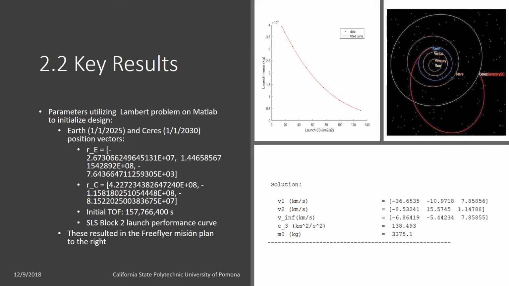Key results were used to initialize our design and provide a path on how to tackle this project. Using the position vectors demonstrated here on the slide, together with the time of flight and the SLS Block 2 curve, which is shown here on this slide to the left of the FreeFlyer trajectory, we came up with the C3 value and initial mass statement, which we then took and input in FreeFlyer, resulting in the trajectory shown here. With a large C3 value, we knew that would be the first value to attack through trajectory analysis, flybys, and pork chop plots or lists, which would then lead us to improve the launch mass of our spacecraft while not hindering the launch vehicle performance.